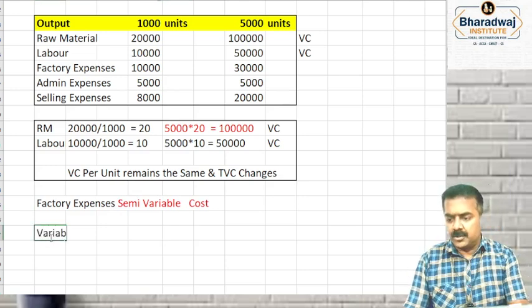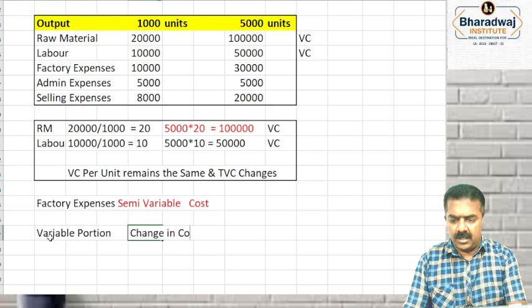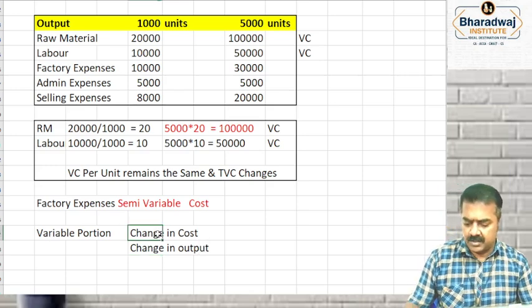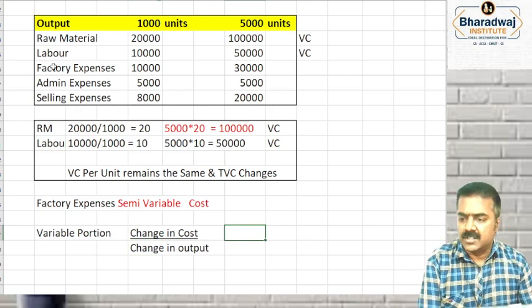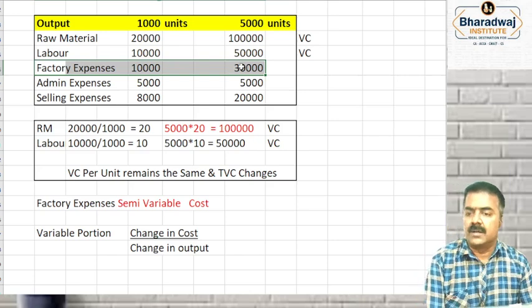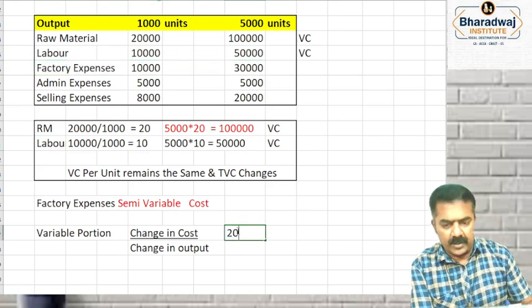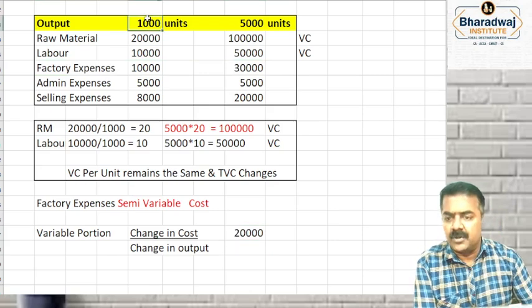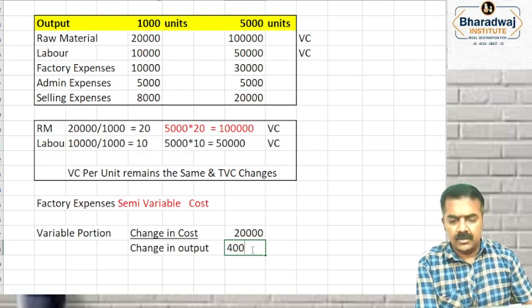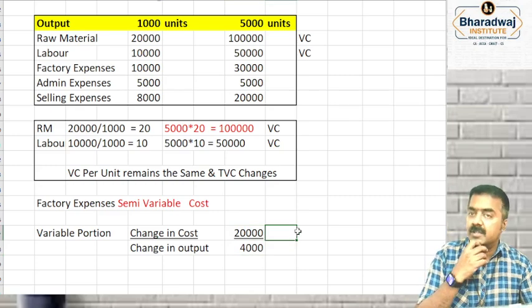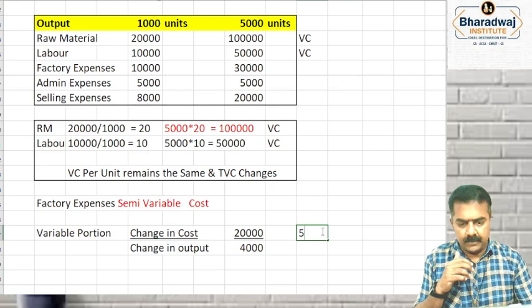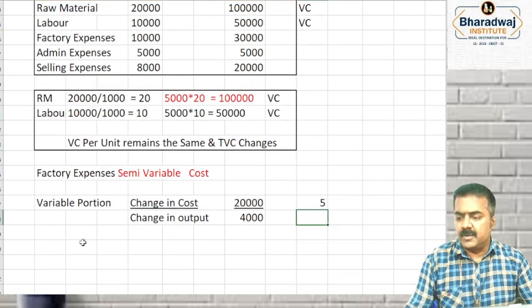How to identify the variable portion? Please wait, you can copy it later. Change in cost divided by change in output. Whatever changes with the output, we call it variable cost. So factory expenses, look at 10,000 to 30,000. What is the change in cost? 20,000. Divided by the change in output, 1,000 to 5,000, which is 4,000. This will give us the variable portion. How much? 5. Then what is going to be the fixed portion?